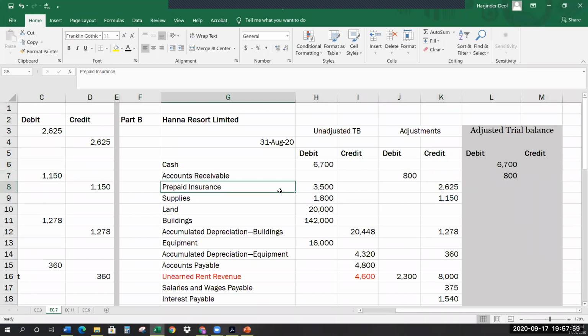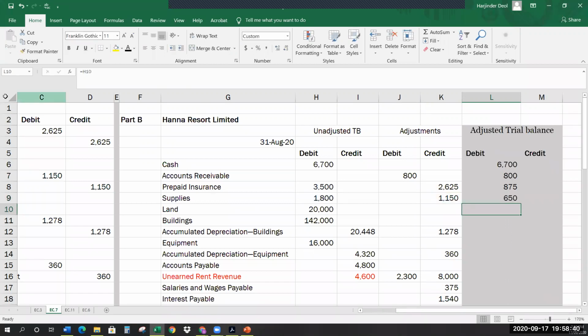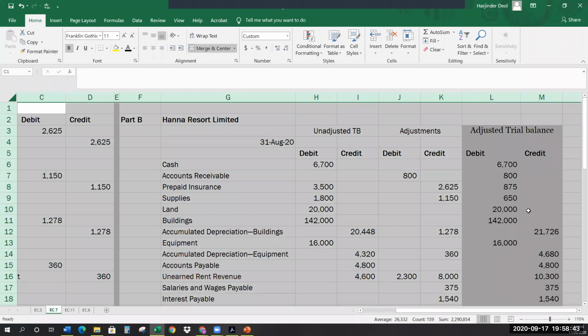Now for the prepaid insurance, we started with a debit of $3,500. During the adjustment process, we credited $2,625. That means my debit side is still heavier, so I will take the difference on my debit side. So I just did the debit minus the credit. Does this make sense? Same thing with supplies. It's opposite balance. We started with a debit, then we credited something. So our difference, because it's an asset account, the normal balance is a debit, $650. So that's how I completed the adjusted trial balance piece here.